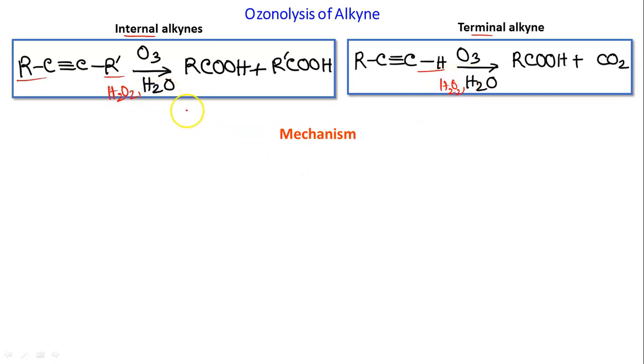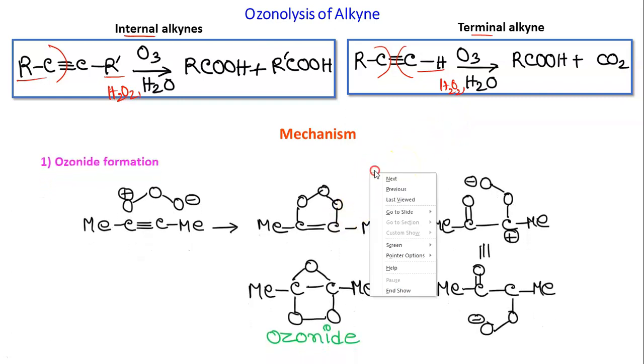When it is oxidative workup, from this part we get RCOOH, and from the other side we also get a carboxylic acid, so two different types of carboxylic acid. If R is the same as R prime, that is, both are the same R group, then we get the same carboxylic acid, but two molecules. And if it is a terminal alkyne, from this part we get CO2, and the other part is the same as before. Fine. So what is the mechanism?